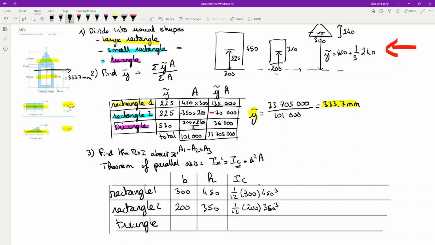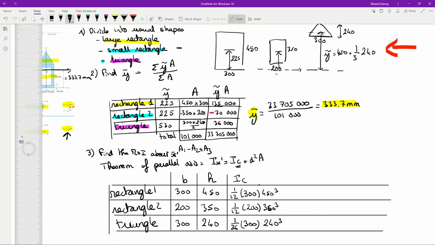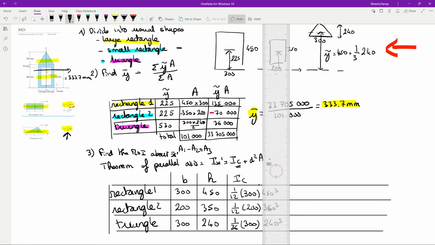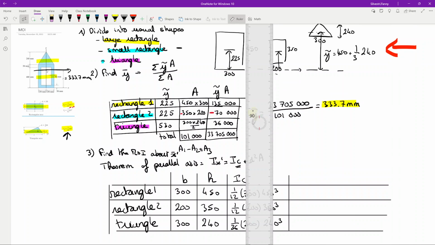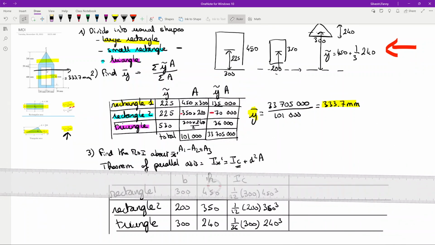And for the triangle, the base is 300. The height is 240. And just be careful because for the triangle, this is 1 divided by 36 times the base, so 300 times 240 cubed. Here we go. So we have the IC of each shape. Now we need the distance and also the area. We have the area on the top, but let's write it too.